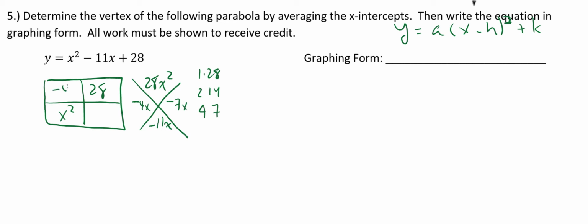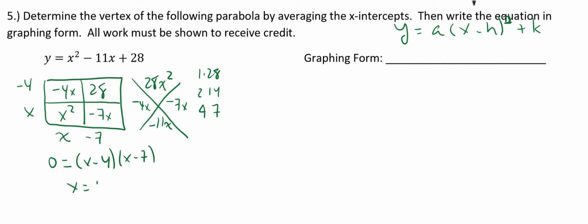And so then we put them in our box here and we factor. So we have x squared and negative 7x. We have x in common. X times what gives me x squared? x. X times what gives me negative 4x, which would be negative 4. Negative 4 times what gives me 28? Negative 7. So that tells me that my x-intercepts are going to be x minus 4 times x minus 7. So x equals 4 and x equals 7.